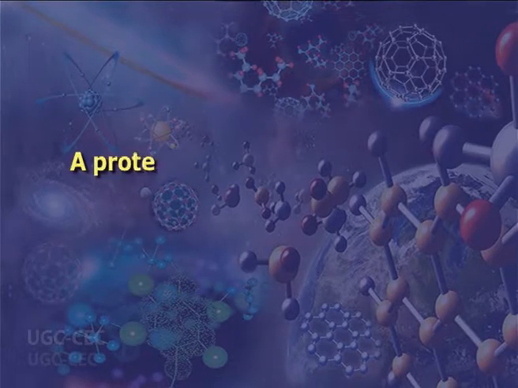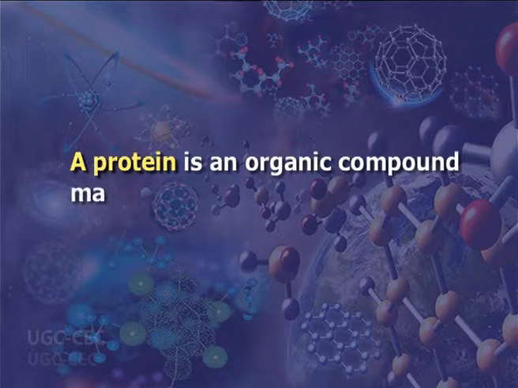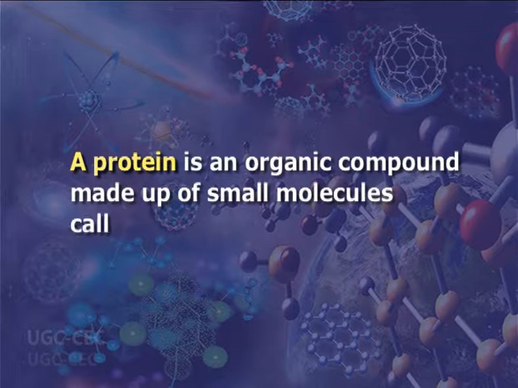Proteins. A protein is an organic compound made up of small molecules called amino acids. There are 20 different amino acids commonly found in the proteins of living things. Small proteins may contain just a few hundred amino acids, whereas large proteins may contain thousands of amino acids.